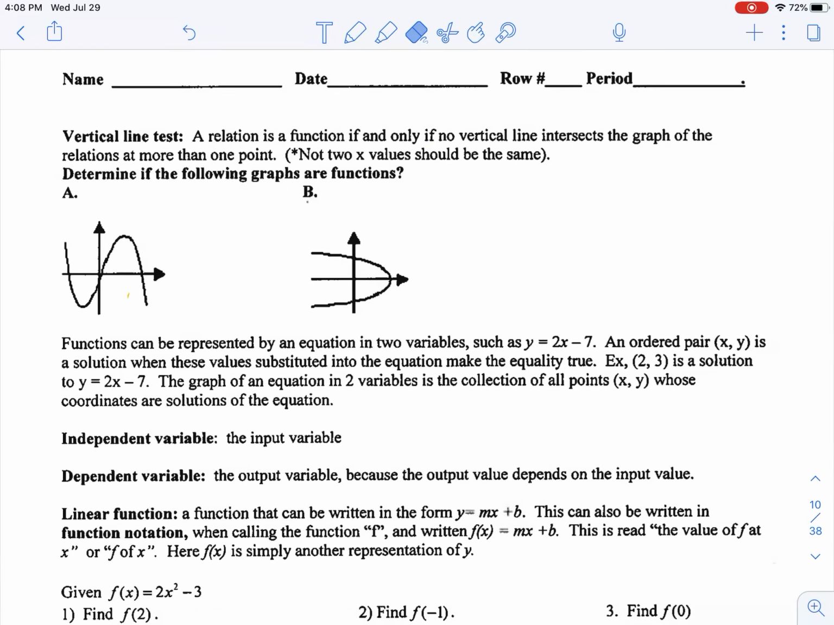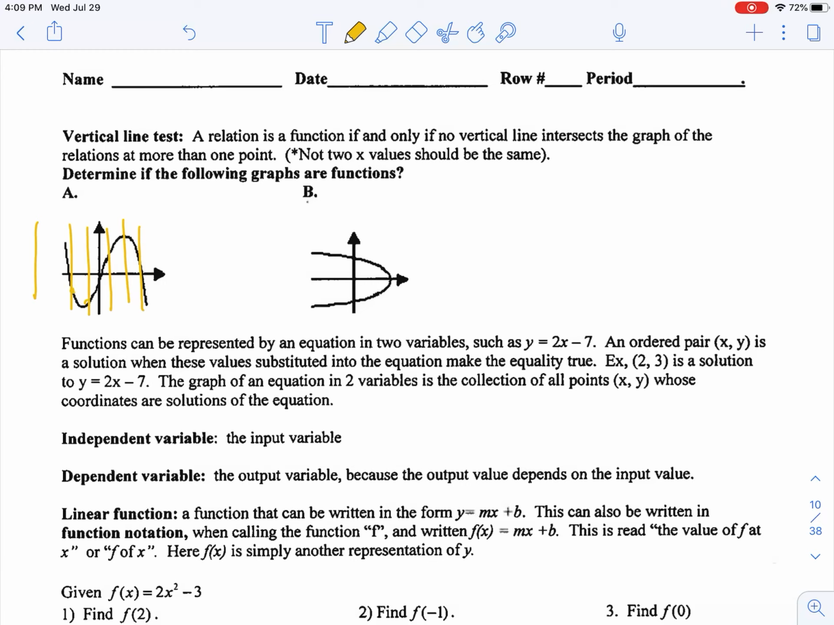The vertical line test is a graphical way of determining whether a relation is a function or not. So in the two graphs that you see below, A and B, let's go ahead and apply the vertical line test. If you remember, it says imagine you had a pencil, and if that pencil passed through the graph from left to right, if at any one moment in time that pencil touches the graph at more than one point, it's not a function.